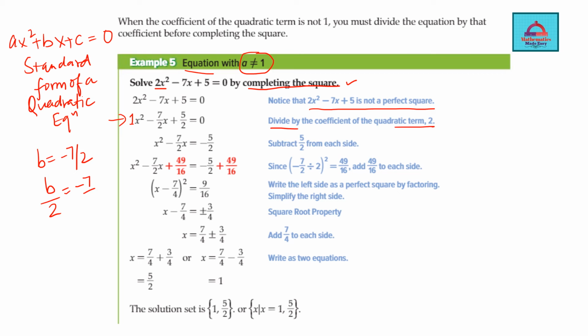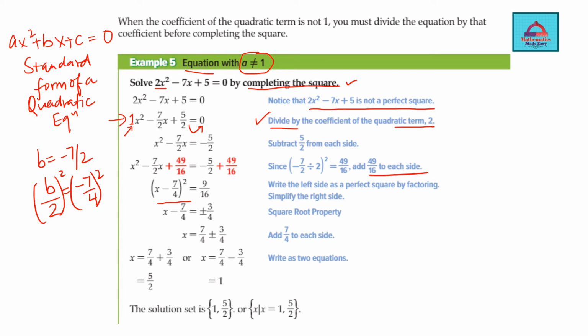It will be negative 7 over 4 and then you have to take its square. So the square will come out to be 49 divided by 16, which will be added to both sides, and again you move this term here to make it negative. So till now if you see, the method is same. The only difference is we just added one step of dividing by 2 so that the coefficient or value of a could become 1 like the last case.